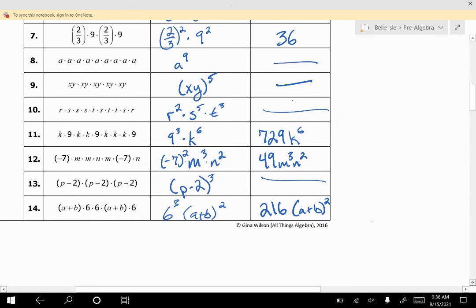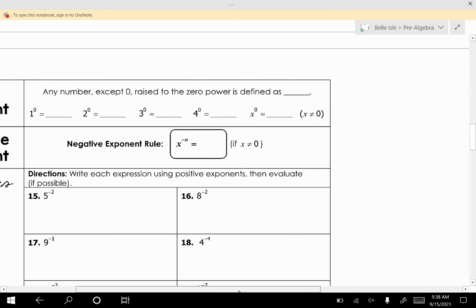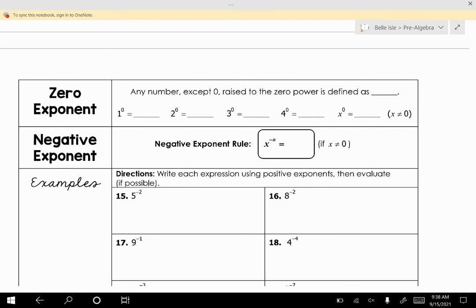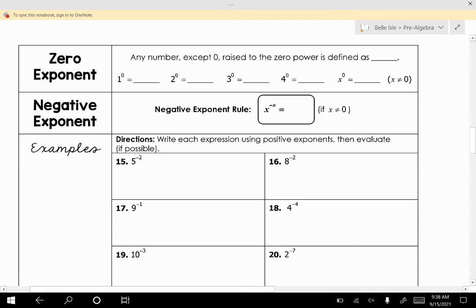So let's look at the next page. Just a few other rules to talk about, and then you'll have plenty of time to finish your homework before you leave class today. Zero exponent. This is a rule that you will just have to remember. Anytime you have a 0 as an exponent, so your base number is being raised to the 0 power.